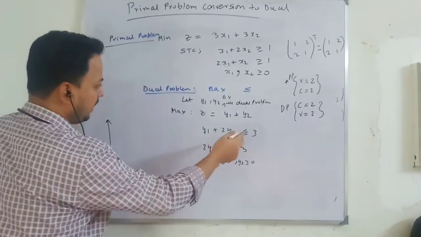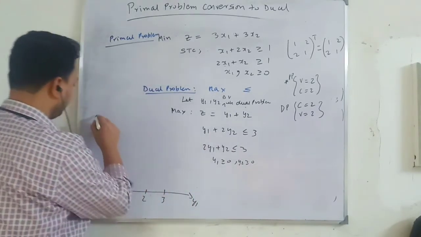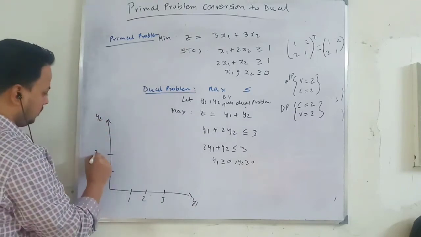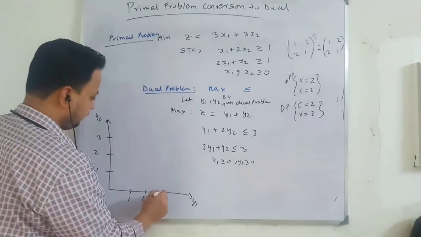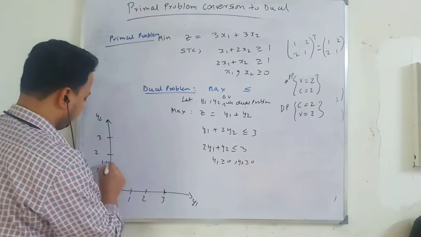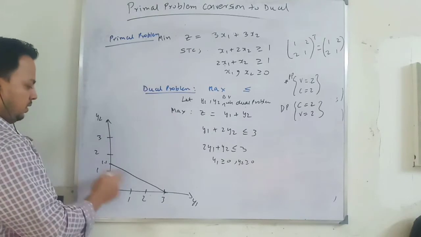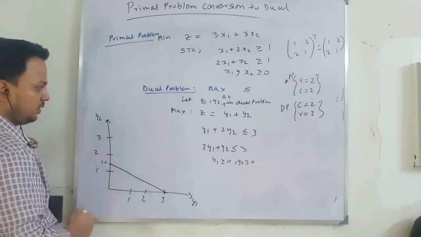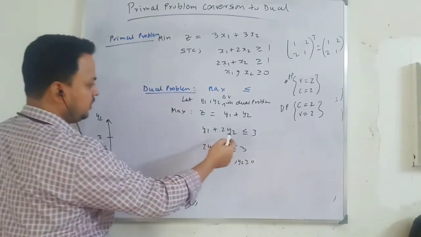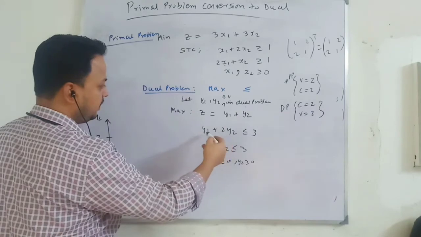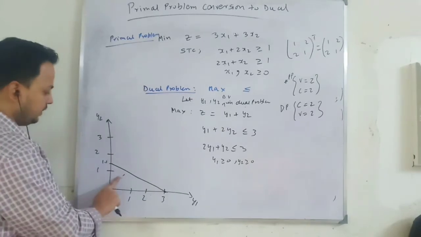So here, let me put the axis 1 2 3. This is y1. This is y2. So when y2 equal to 0, y1 will be 3 and this will be 1.5. Okay. So the line graph that I have for the first equation will be this one, and which direction I have to draw the feasible region. Put 0 in both variables, and 0 is less than equal to 3, satisfied, so it will be towards the origin.